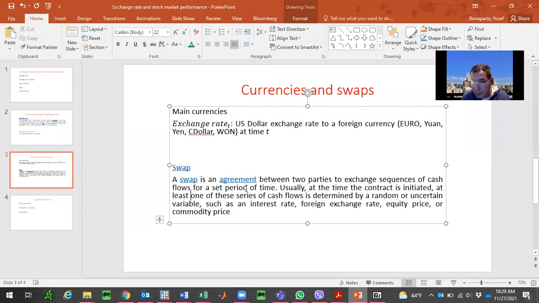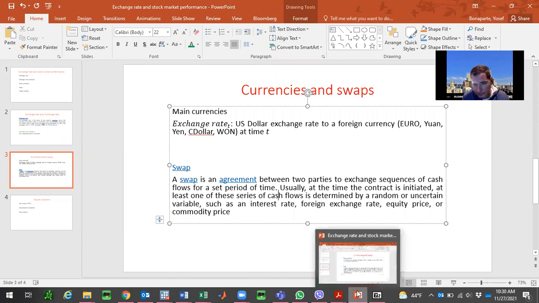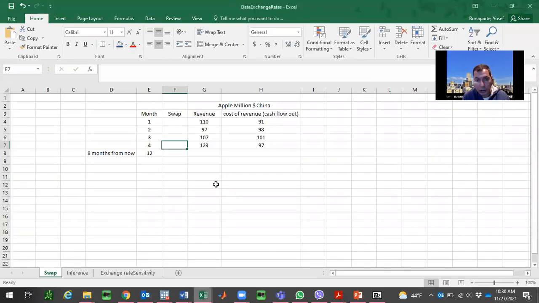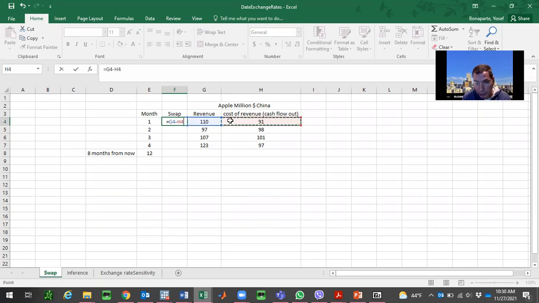A swap is an agreement between two parties to exchange sequences of cash flows for a set period of time. Usually, at the time the contract is initiated, at least one of these series of cash flows is determined. So how much currency exposure for Apple in this case? It's equal to the revenue minus the cost of revenue. So in that month, they're going to have, for example, $90 million.